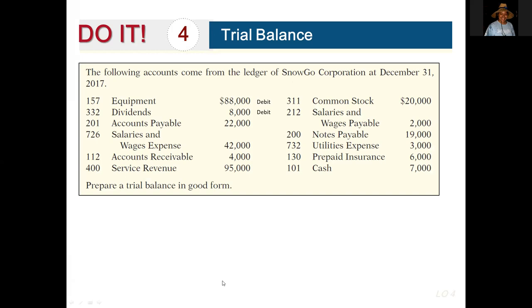And accounts payable is obviously a liability. Salaries and wages expense. Okay, what is salary and wages expense? Debit. Okay, what does that fall under? Assets, liability, or stockholders' equity? Stockholders' equity. Who's speaking? Mina speaking. Okay, thank you. I just want to recognize your voice. Accounts receivable is an asset, so it's a debit. Service revenue, debit or credit? Credit. That's part of stockholders' equity. Common stock is stockholders' equity. Salary and wages payable, debit or credit? Credit. That's part of liabilities. Notes payable is obviously a liability. Utility expense is stockholders' equity, debit. And prepaid insurance, debit or credit?